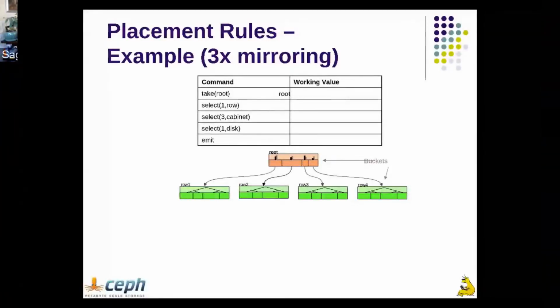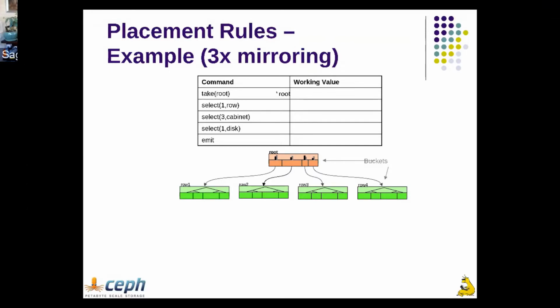All right, so Crush does data placement. Everything in the cluster, of course, is organized as a hierarchy, and these placements are based on the placement rules. This is a really simple illustration of how that works. You have the initial command, and these are the commands that form the rule. As you're interpreting the rule, there's a working value, which is kind of like a register, but it's an array of values that it's working on.